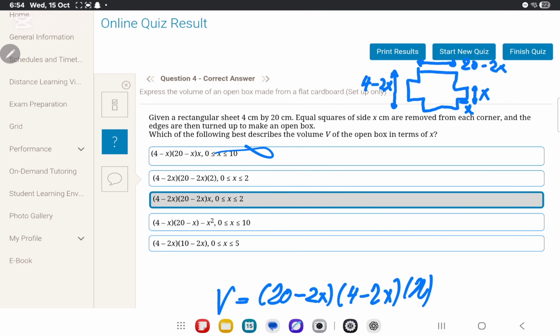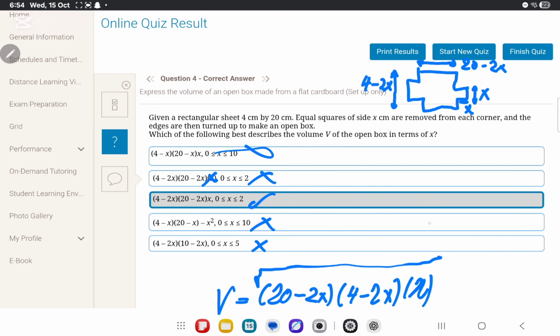This is wrong because it's not times 2, it's times x. This is correct. 4 minus x, it's supposed to be minus 2x, this is wrong. 4 minus 2x, it's supposed to be 20 minus 2x, this is wrong. Okay, now, these are all wrong, but in the exam, they might give you this, with different intervals.